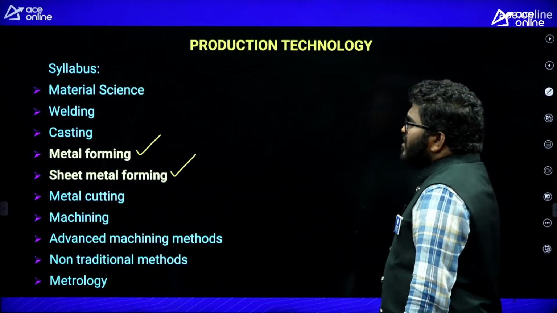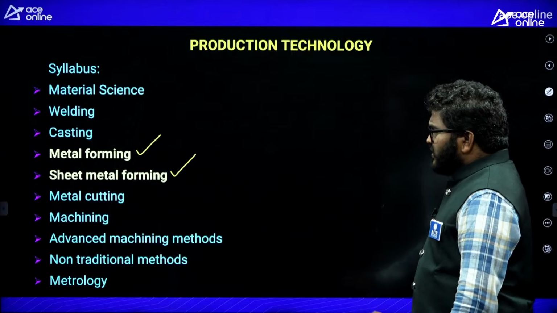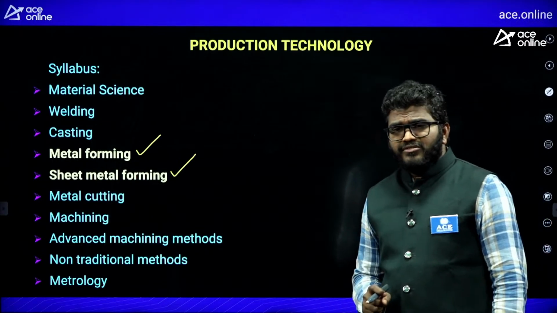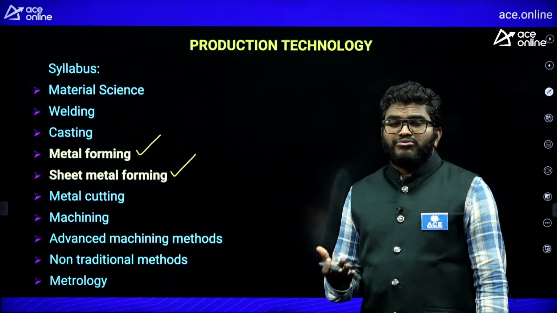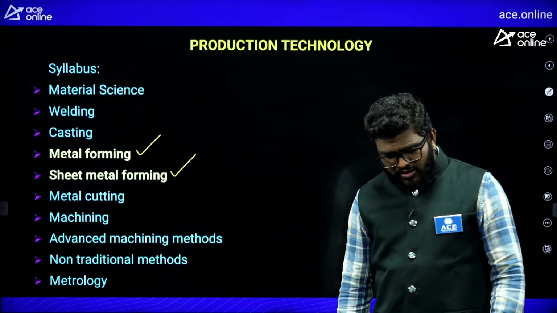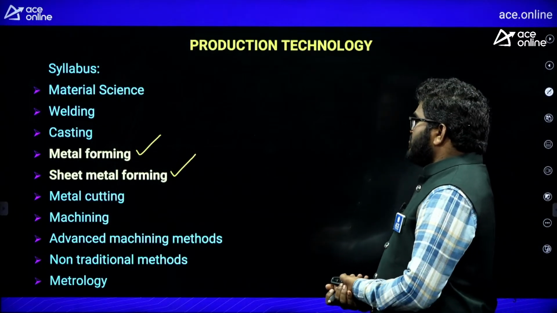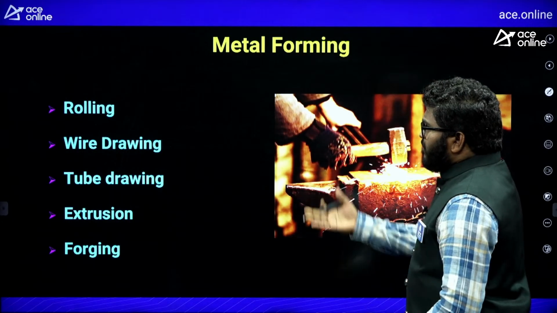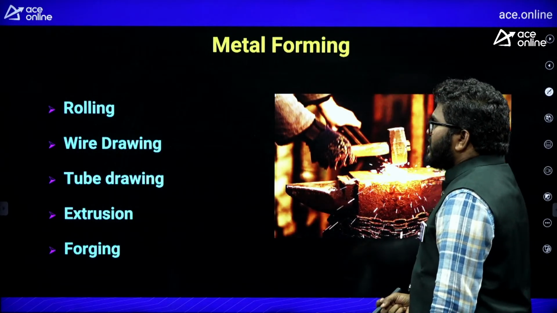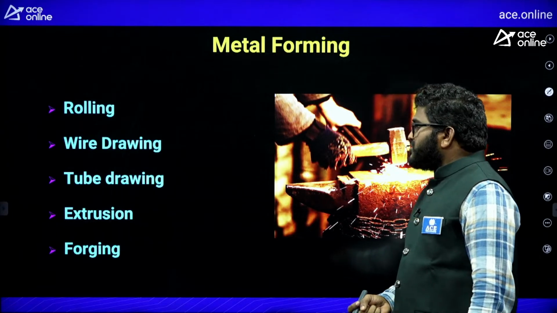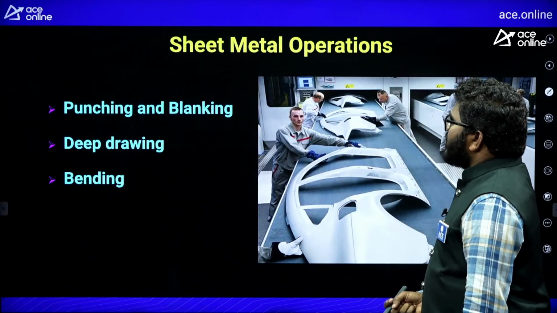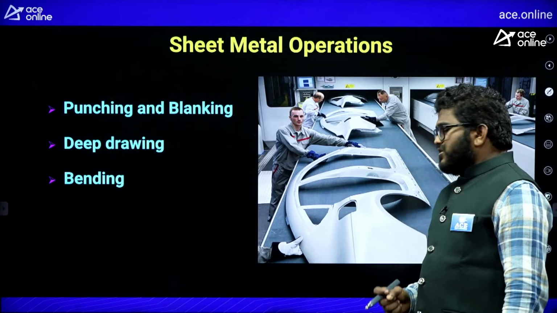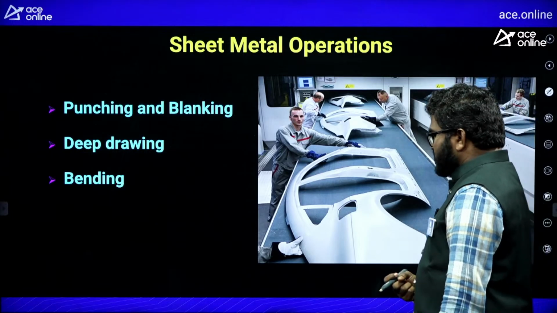Today in this 1 hour I will focus on numericals and some theoretical questions, so that you will get some confidence in how to solve them. In metal forming, the topics are rolling, wire drawing, tube drawing, extrusion and forging. In sheet metal operations, punching, blanking, deep drawing and bending. From these we'll discuss the expected questions.